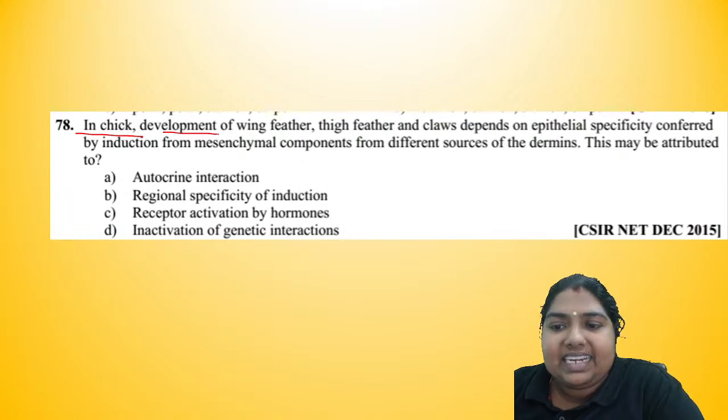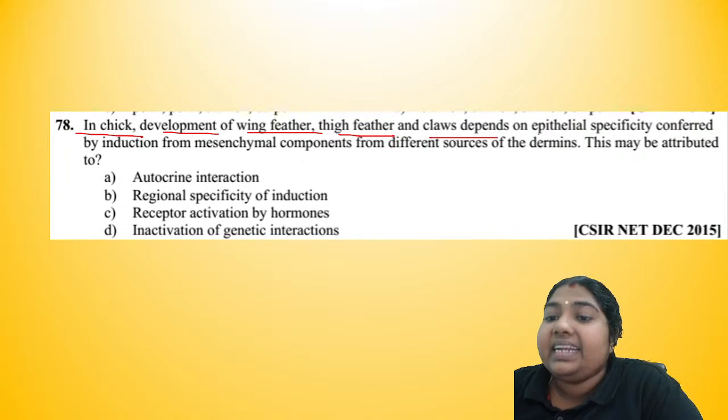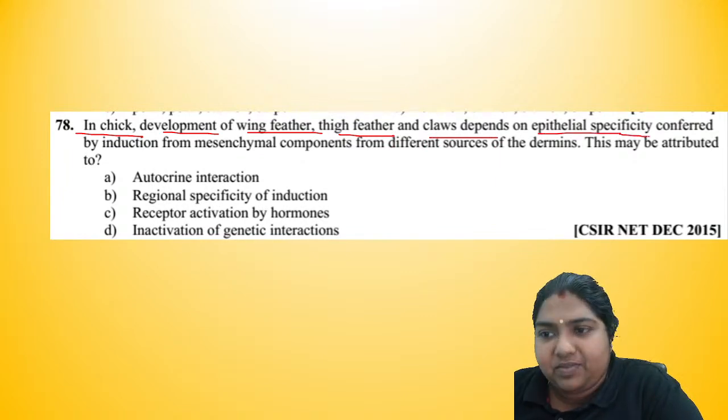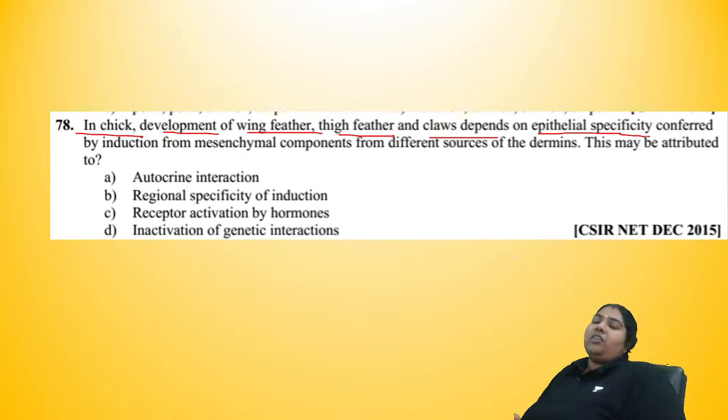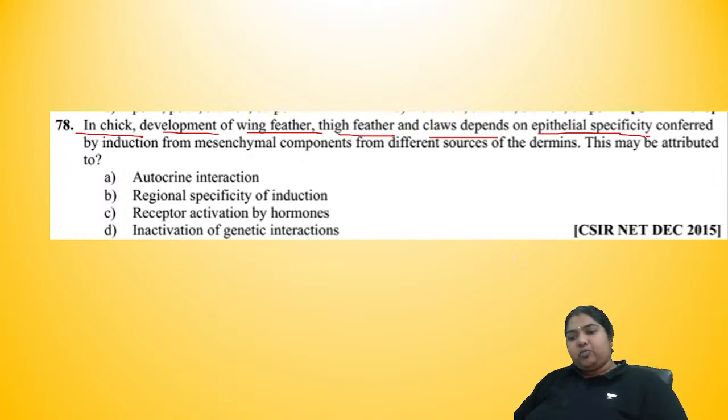In chick, the development of wing feather, thigh feather and claws depends upon the epithelial specificity. So you have to connect all the questions. If you connect all the questions of what is being asked and what will be asked, definitely you can spot a plan on this. Did you get an idea now? So in chick, the development of wing feather, thigh feather and claw depends on epithelial specificity. What kind of example is this?